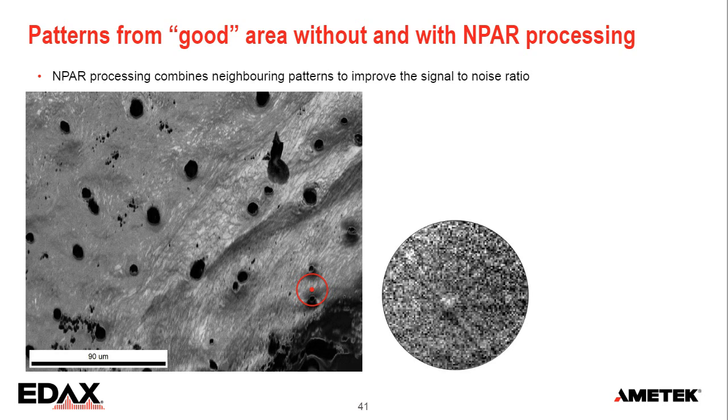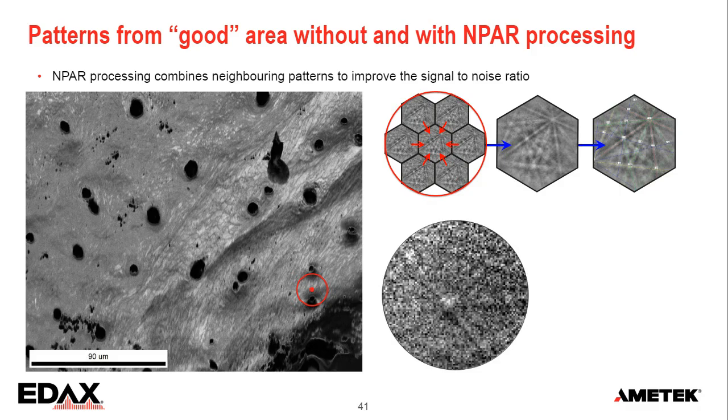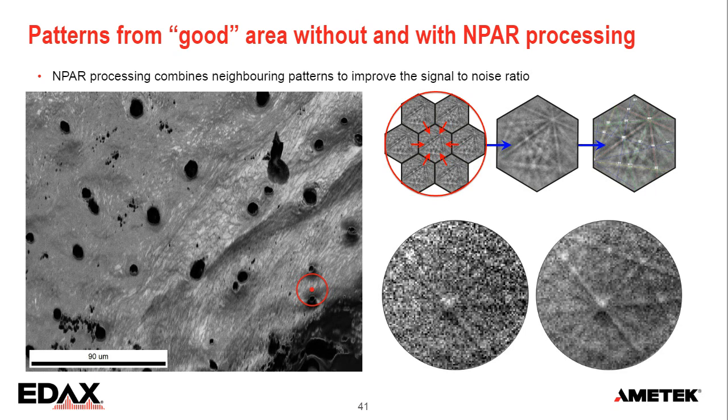Now, what that does is we get a pattern. This is actually one of the good patterns. So we can now make out the bands. It's by no means a beautiful pattern, but it's very indexable. And then we can do almost like a moving average, where we take the pixels around this pixel, get the patterns from there, average those 7 patterns together on the hexagonal scanning grid that we're using, and then index that resulting averaged pattern. And when you do that, the signal to noise ratio dramatically improves.